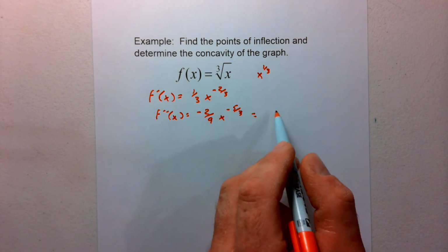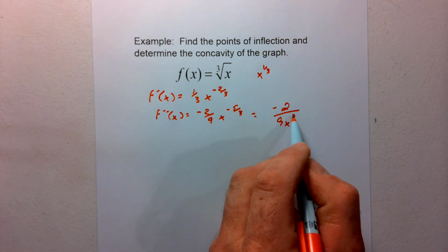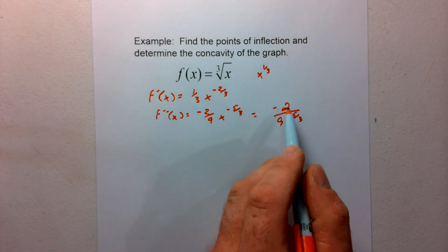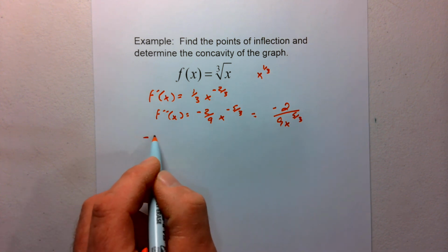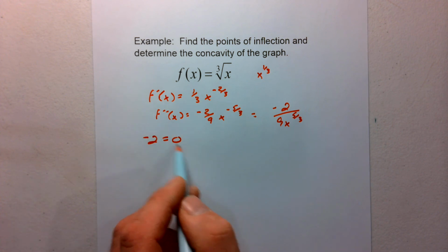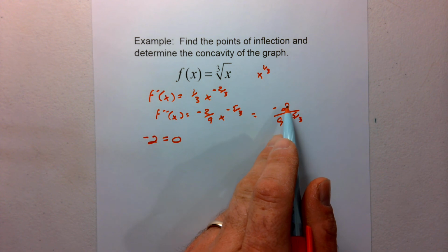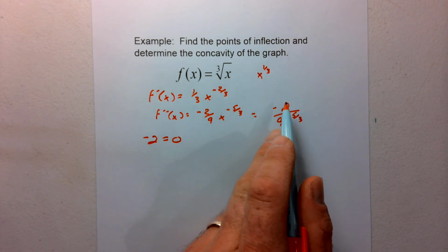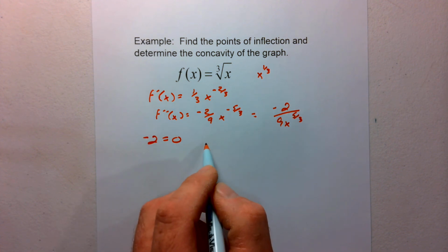Again, I'm going to take that to the denominator, make it a positive. So we have negative 2 over 9x to the 5/3. Again, I'm going to take my numerator equal to 0. I'm going to take my denominator equal to 0. So negative 2 equals 0. That doesn't make sense. And it's not necessarily always going to be that our numerator gives us nothing that works.